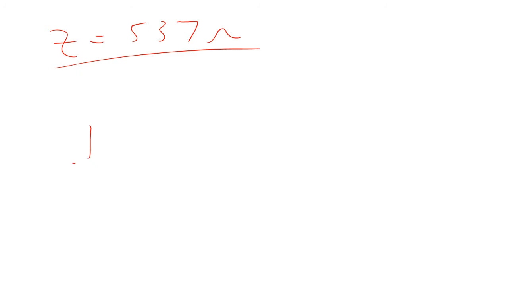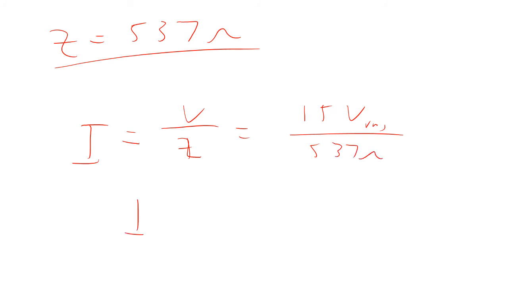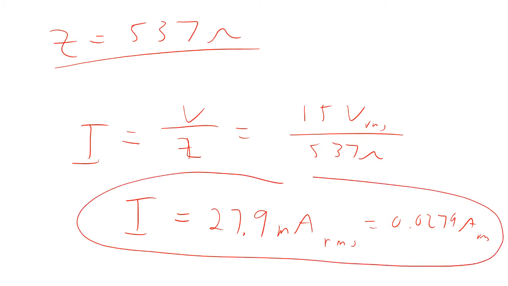So the current will be V over Z, so that'll be 15 volts RMS divided by 537 ohms. So the current turns out to be 27.9 milliamps RMS, or in other words, that's going to be 0.0279 amps RMS. All right, so that is the current in there.